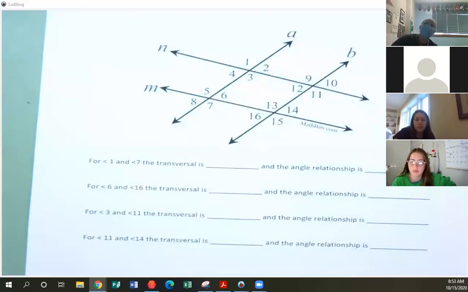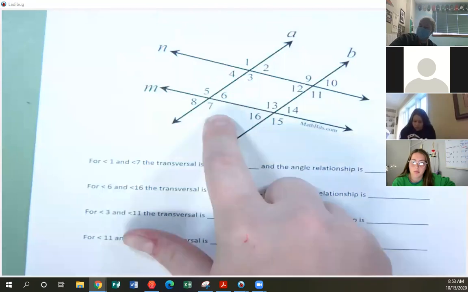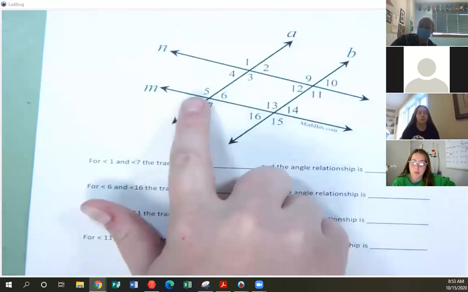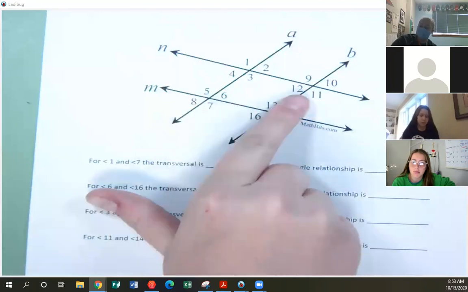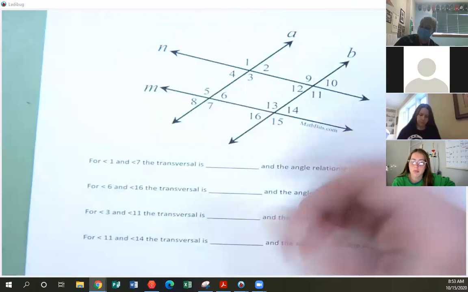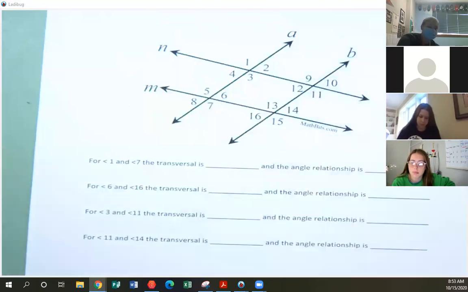Yeah, so how do you know that? Perfect, yeah. We've got a lot of correct answers in the chat. So we have 1 and 7. A is the one that touches both of those angles. N only touches 1. M only touches 7. B, you can't see it anywhere. It doesn't touch any of the angles.